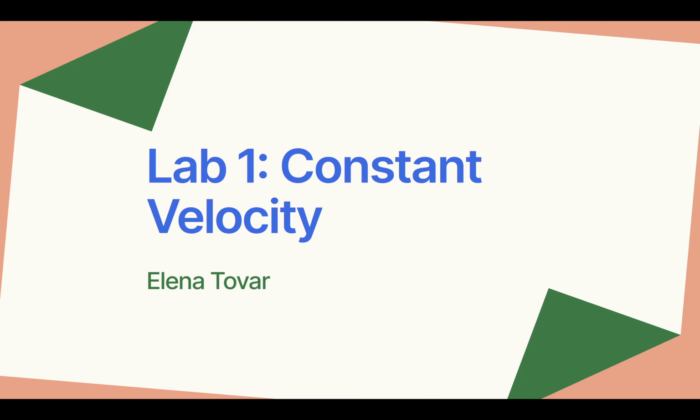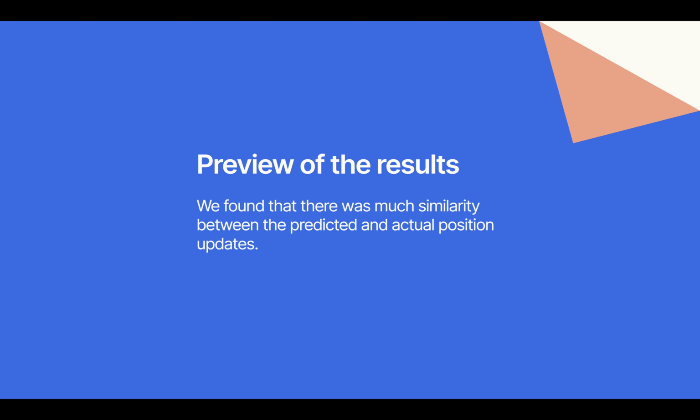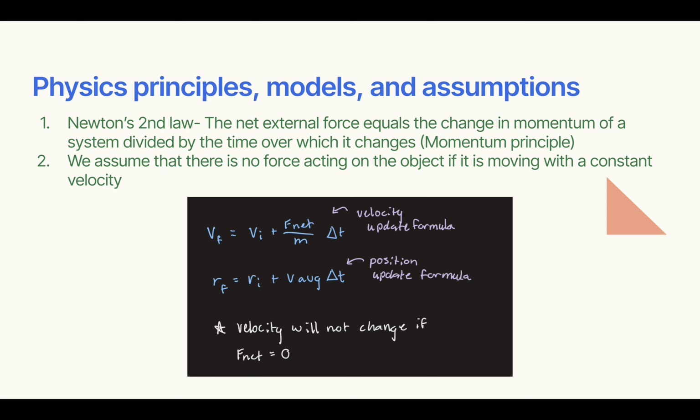Hi, this is Elena Tovar, and today I will be talking about our first lab, which was over constant velocity. So a preview of what is to come is that we found that there was much similarity between the predicted and actual position updates. So here's some physics principles, models, and assumptions that we needed before going into the experiment.